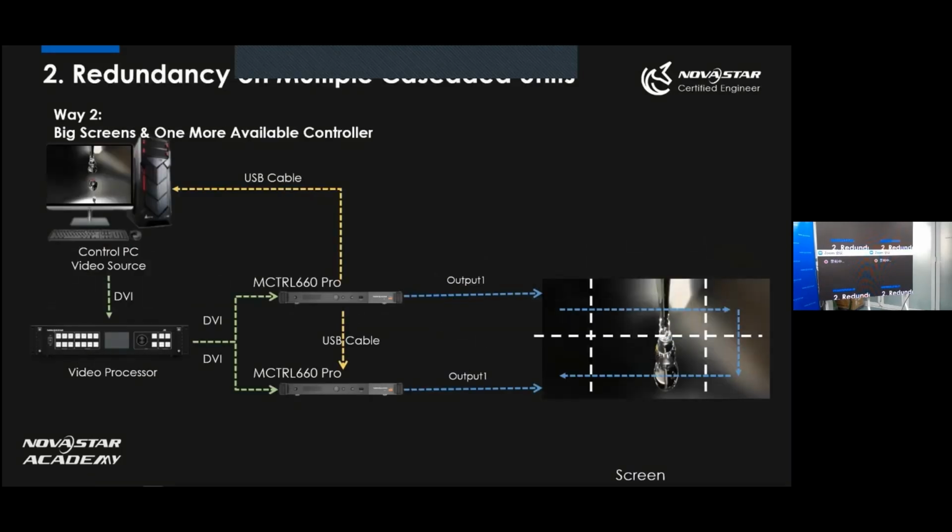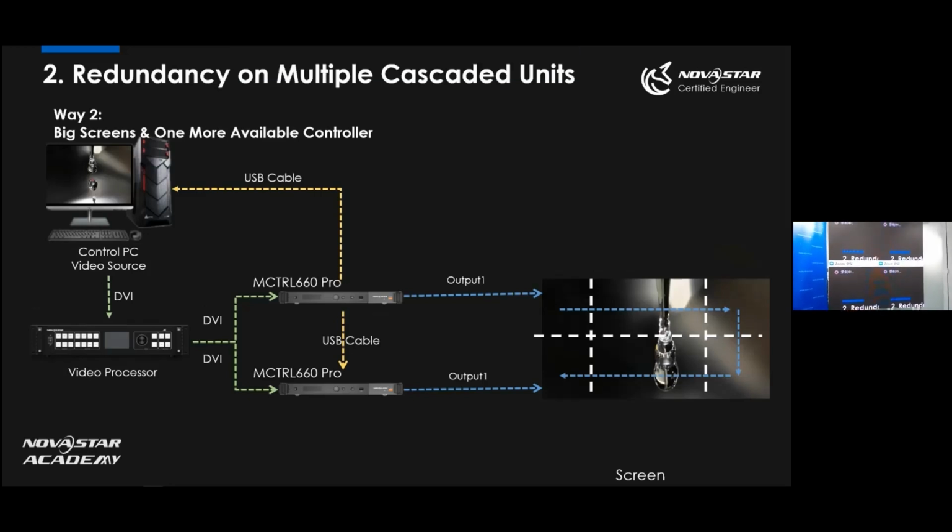So the next one is we will set the backup on multi-devices. We can see in the structure, we connect the control PC to one of the sending card, and this sending card cascaded with second sending card. So here we will use port 1 of first sending card as the main channel, and the first port of second sending card will be the backup channel. So let's see how can we set it in the software.